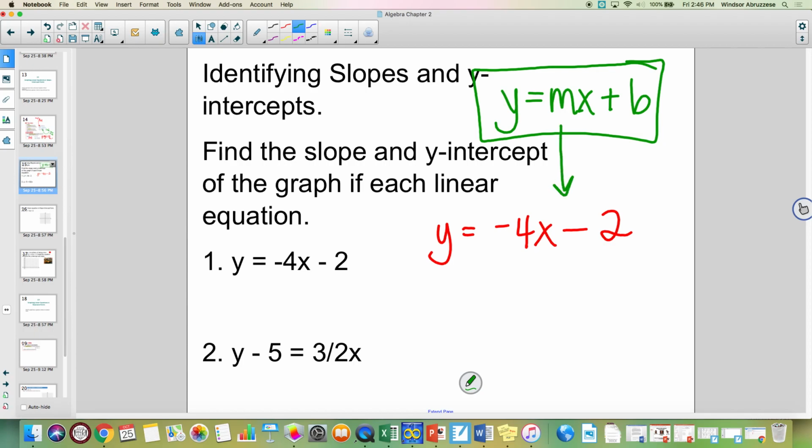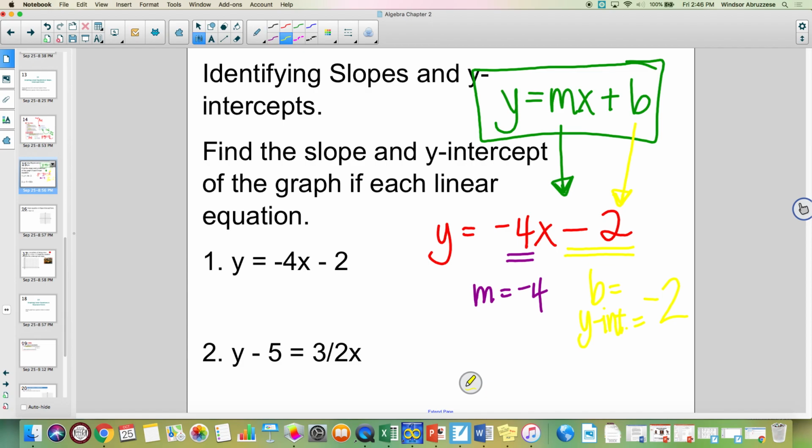So if this is going to mimic this equation, well, we know my m, the slope, is the number right in front of the variable. So in this equation, my slope is negative 4. And b stands for the y-intercept, which is where your line crosses the y-axis. So my b, or if you would like to write y-intercept if b confuses you a little bit, in this case is negative 2.